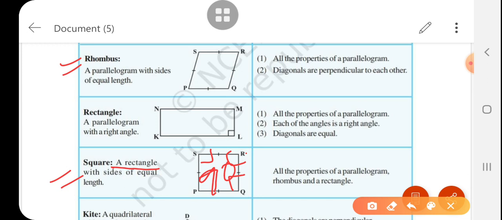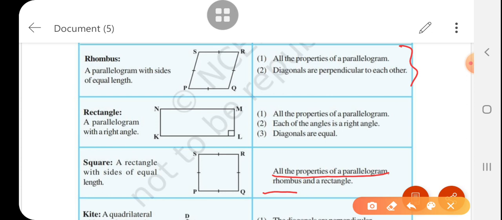So a square is also a parallelogram. And what properties does it hold? Just see all the properties of a parallelogram above, which you have already learned in the first. Next are all the properties of a rhombus, and the rectangle, that means all the properties you have already learned should hold in the case of a square.